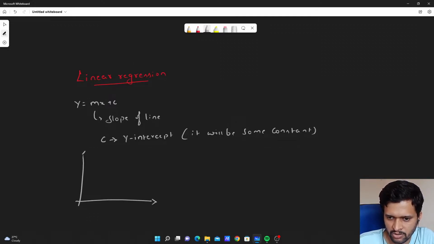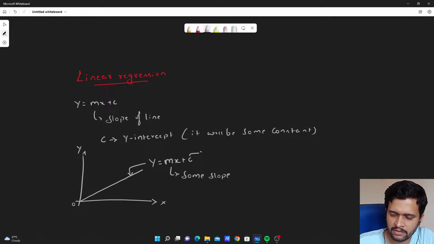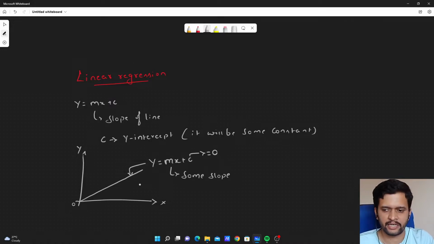If I just draw x and y coordinates here, and let's say the line is passing through the origin, this is my straight line, and its equation is y is equal to mx plus c. It has some slope, and the y-intercept, which is the term c, will be 0 in this case because it is passing through the origin. So this is the simple equation of a straight line.